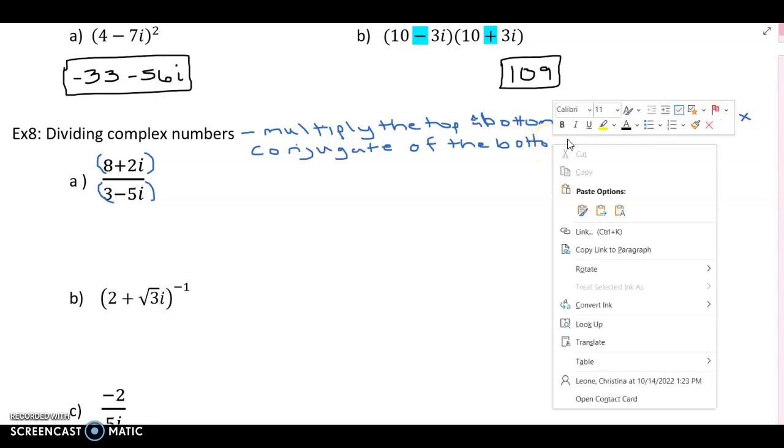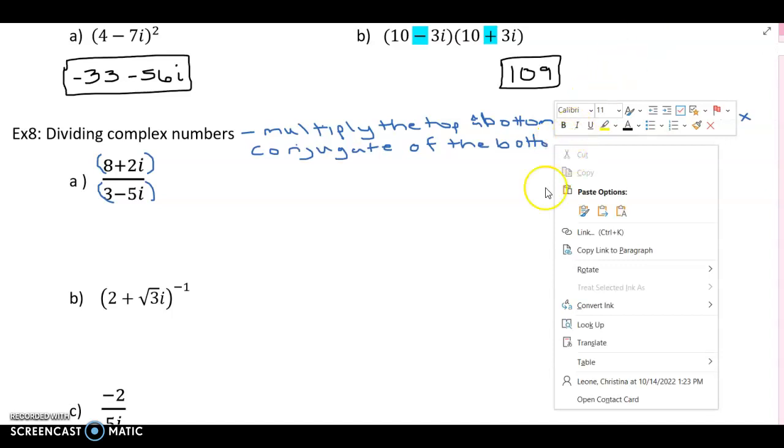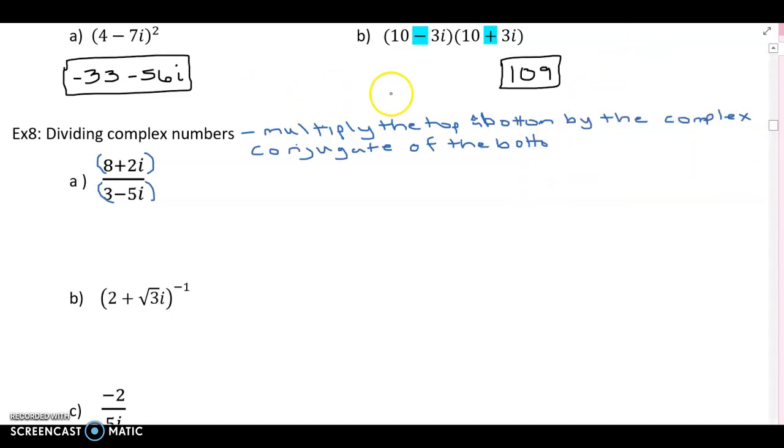The fancy word for what this is called is rationalize. We're going to rationalize the denominator. What again that means is multiply the top and the bottom by the complex conjugate of the bottom. That's called rationalizing the denominator.